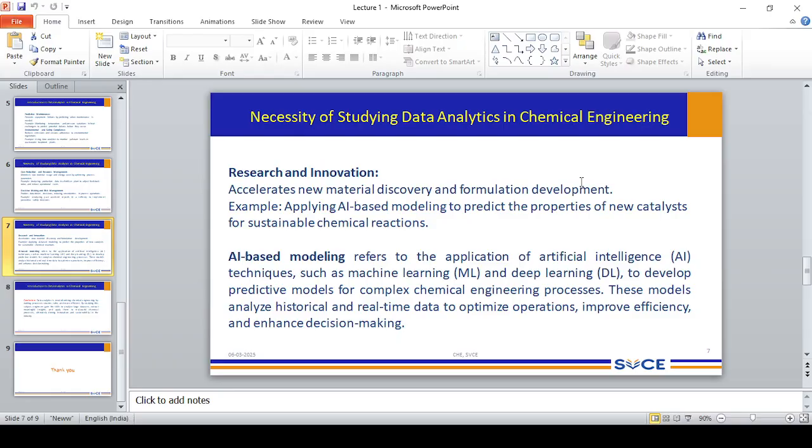Research and innovation. So how can I be advantage of, okay, fine. You may ask a question: if it is a process, we understand that because of the process variable change, obviously the output will change. So when we have a large amount of data, we are able to optimize the process and try to predict what is going away from the cost cut or optimization. Okay, so in terms of new technology, research and innovation, how will machine learning help us accelerate new material discovery and formulation development? Here again, AI-based modeling is there to predict the properties of new catalysts for suitable chemical reactions.